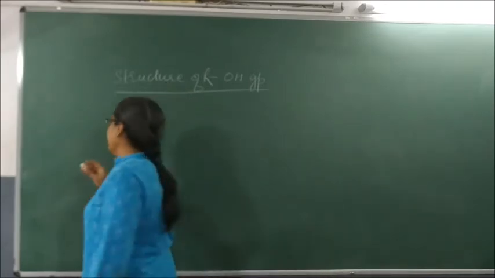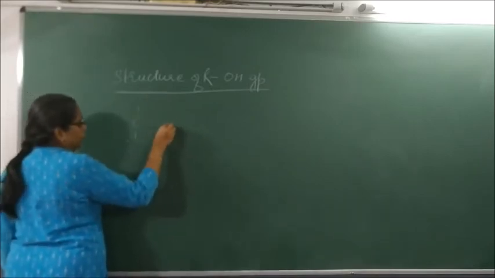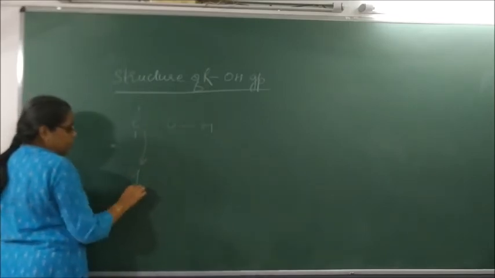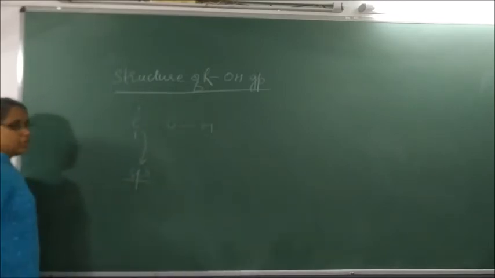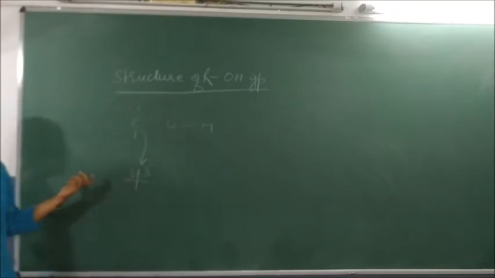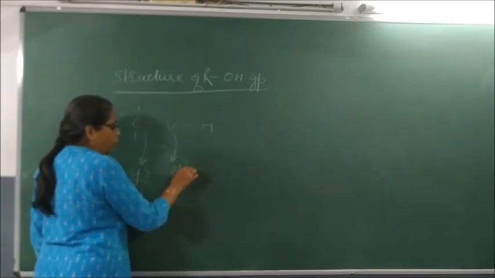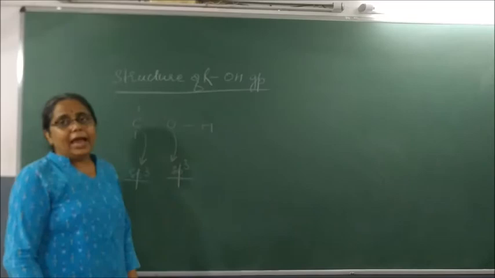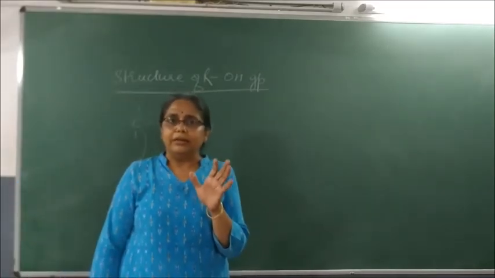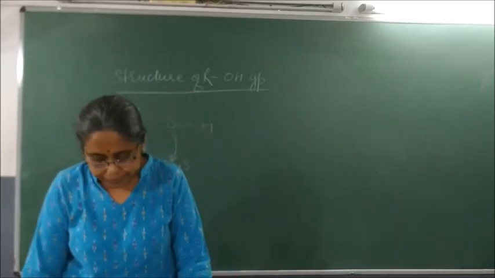Always understand, when I write ROH or when I write CH3OH, the carbon is what hybridized? sp3 hybridized. This sp3 hybridized orbital of carbon overlaps with an sp3 hybridized orbital of oxygen. And the angle which is made is slightly lesser than the tetrahedral angle. So I will read and then again explain.